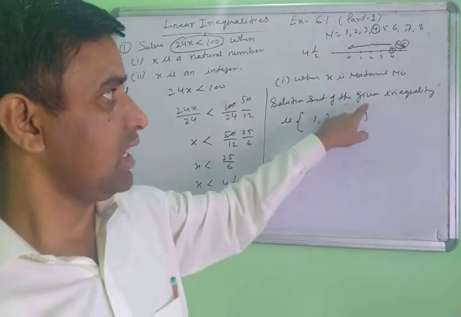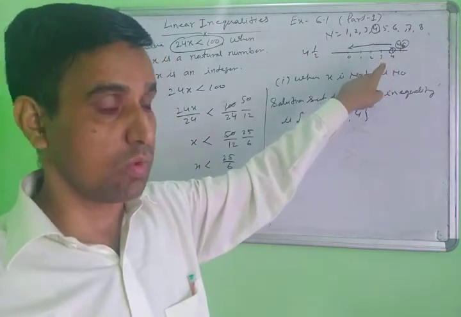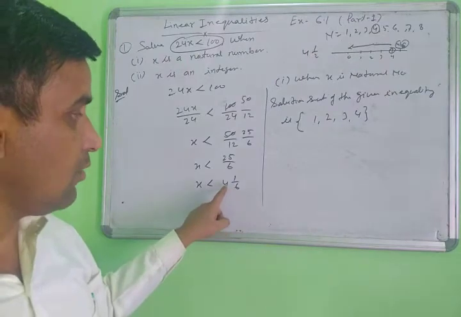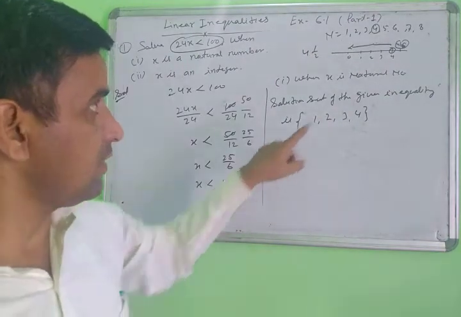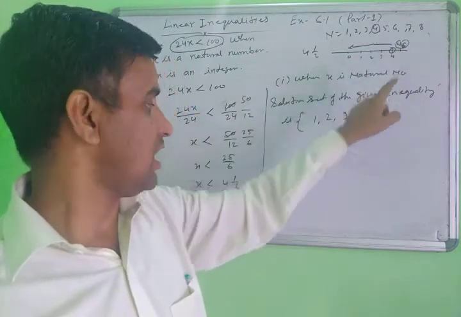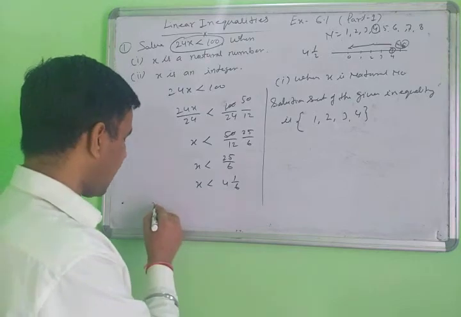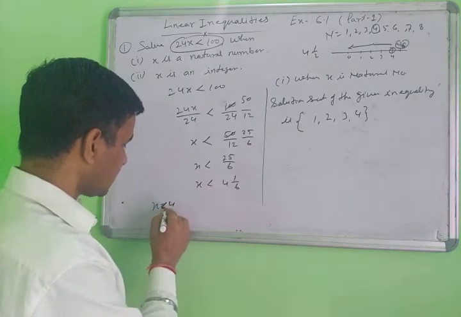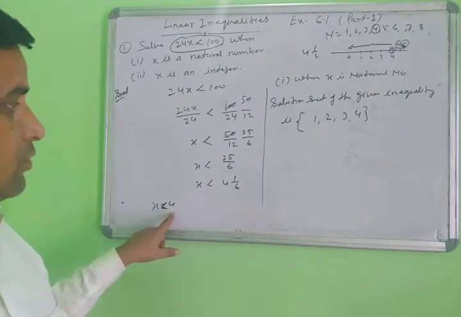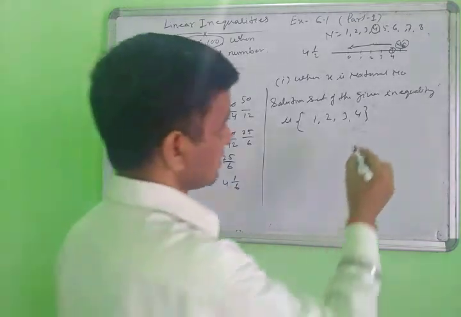Less than 4 whole 1 by 6, not only 4. Here 1 by 6 is also included, so 4 will be included, since 4 whole 1 by 6 is more than 4. Suppose it were simply x less than 4, then 4 would not be included. But with 1 by 6 extra, 4 will be included here. So this is the first answer.